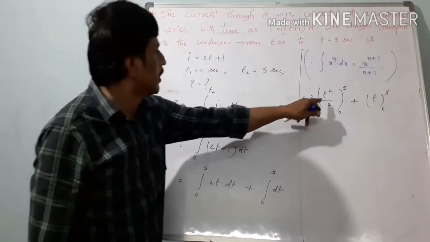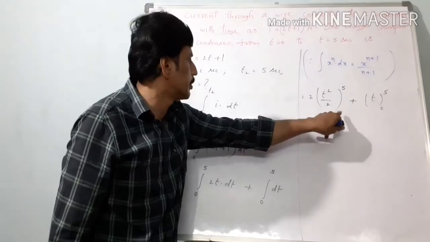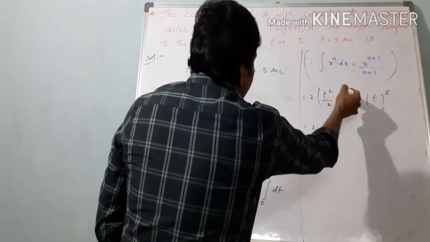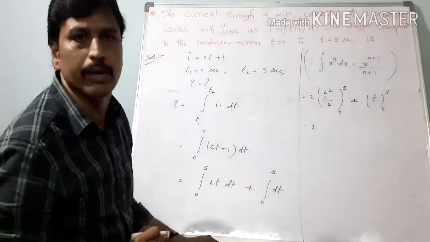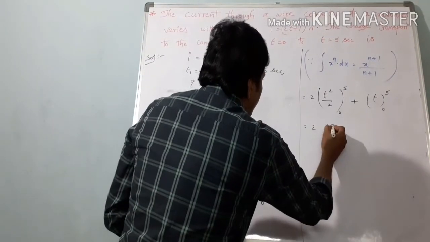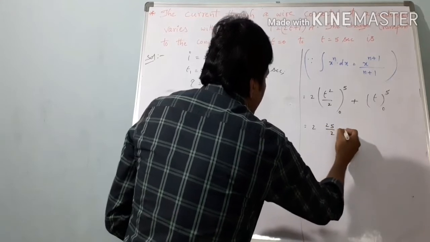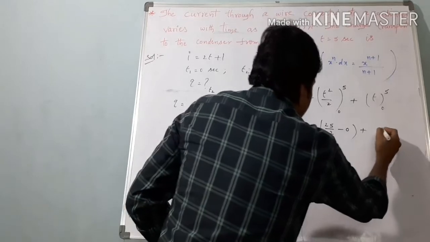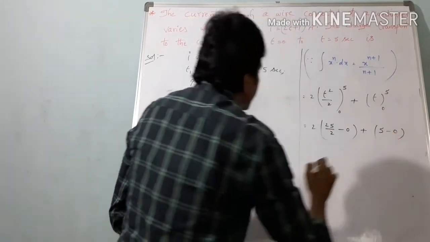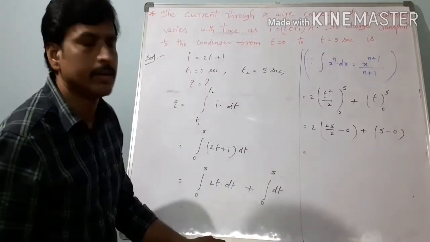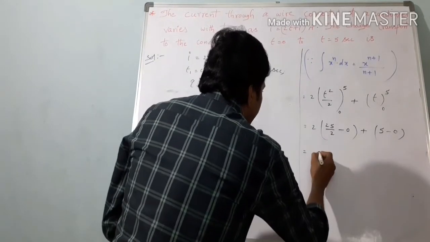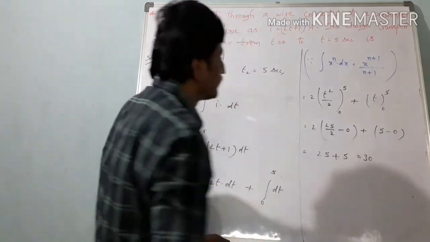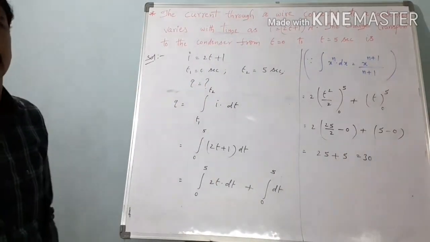So substituting upper limit minus lower limit, it can be written as 2 into t² means 5² means 25 by 2, lower limit 0, plus upper limit 5, lower limit 0. So finally, 2 cancels, 25 plus 5, which is equal to 30. Write down.